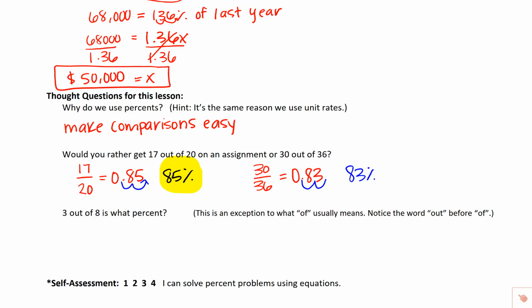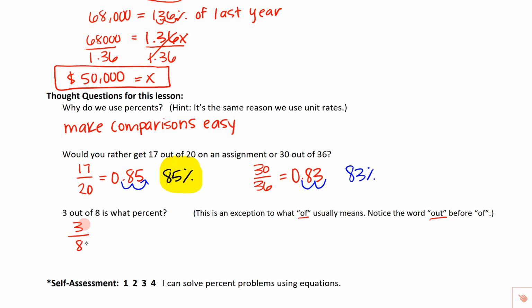Okay, last question to think about. 3 out of 8 is what percent? So you have to be careful. This is an exception to what "of" usually means. Notice the word "out" before "of". 3 out of 8. Well, that could sound like an assignment. You got 3 out of 8 correct. So instead of saying 3 times 8, this is actually saying 3 over 8. 3 out of 8.